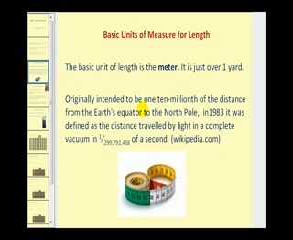Originally this was intended to be 1/10,000,000th of the distance from the Earth's equator to the North Pole, but in 1983 it was defined as the distance traveled by light in a complete vacuum in this very small fraction of a second.